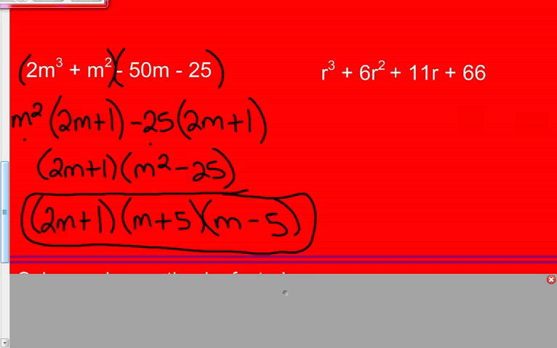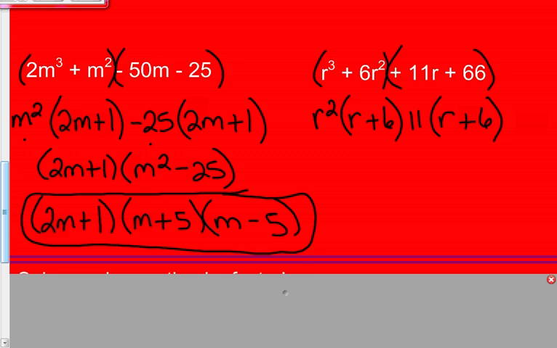Let's do this again. We're going to break this up into groups to factor. First one, we're going to pull out r squared. It's the most I can get out. It'll leave me 1r plus 6. The second one, I'm going to factor out an 11. It will leave me 1r plus 6, which is exactly what I want to see.